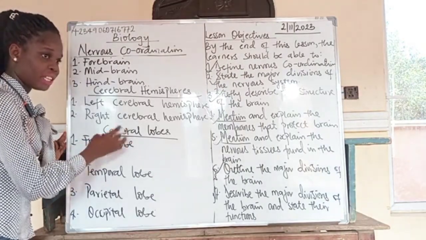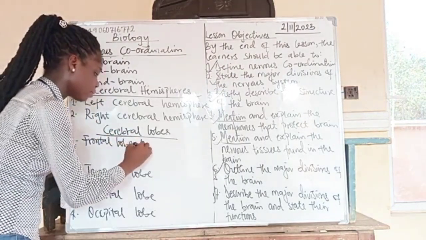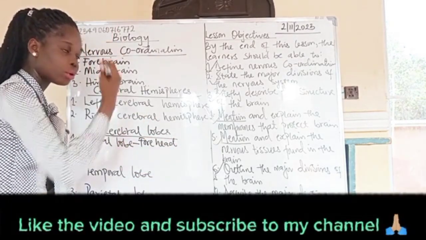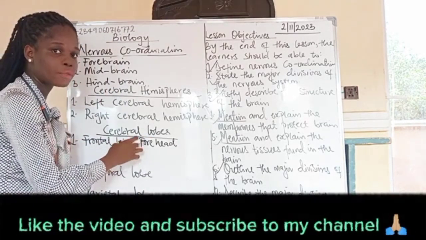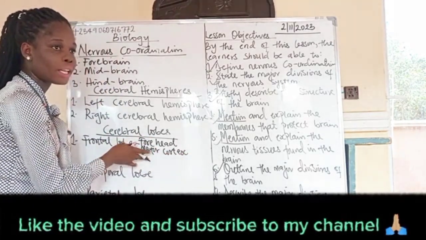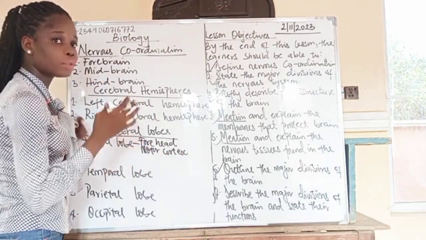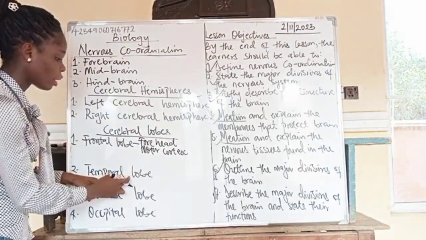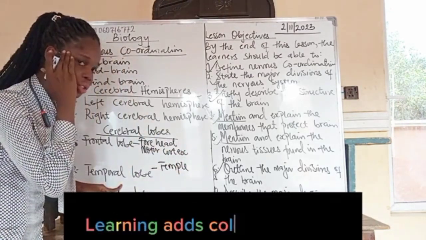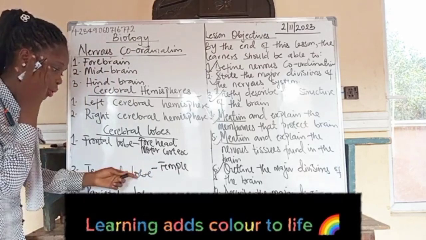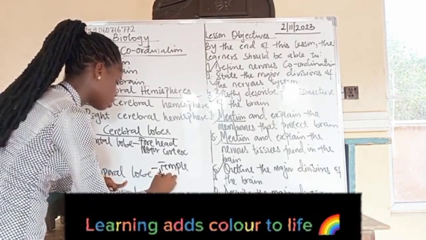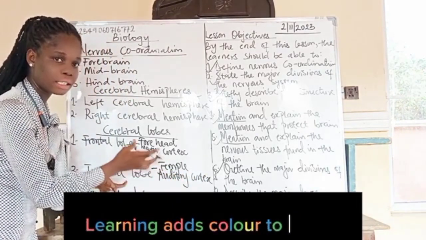The frontal lobe is located directly behind the forehead, which means immediately after the forehead, you get the frontal lobe. The frontal lobe is the site for motor cortex. That implies that it is responsible for the planning and execution of all voluntary actions. We have the temporal lobe, which is located close to the temple. So the temple is somewhere here. So this is the position of the temporal lobe. The temporal lobe is the site for auditory cortex. So it is responsible for processing sound.